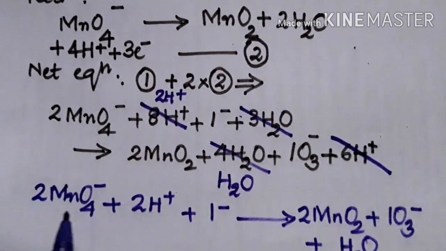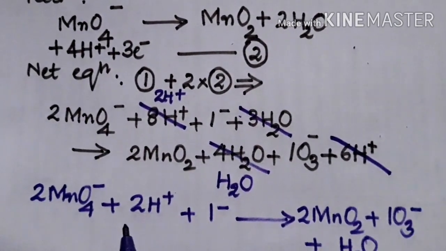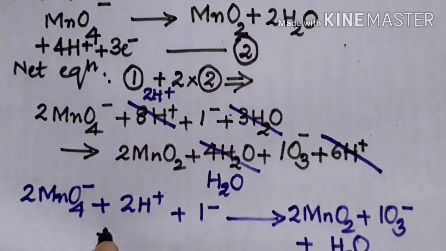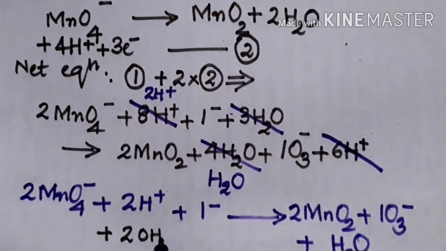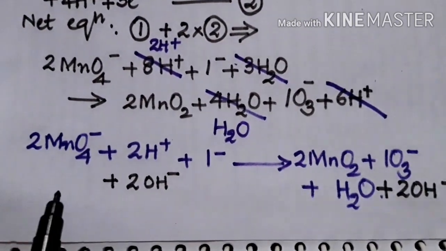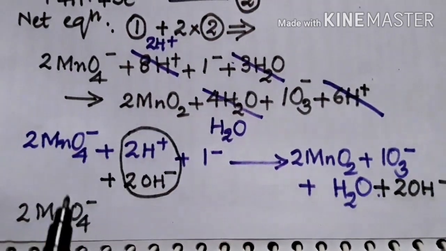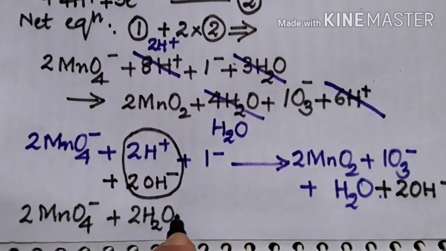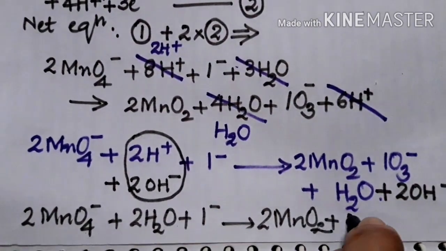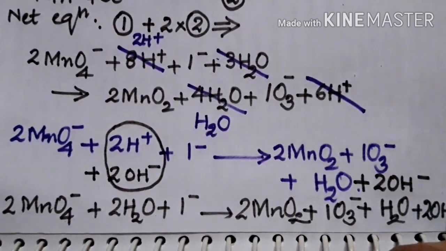Now when we check the left side, you find that MnO4 negative is there, I negative is there. In addition to that, we have only H plus. We want the reaction in neutral medium. So to get it in the neutralized form, we have to add the required number of OH minus on both sides. So 2OH minus on both sides will neutralize the reaction, and the reaction becomes 2MnO4 negative, and the 2H plus with 2OH minus together give 2H2O, plus I negative giving 2MnO2 plus IO3 negative plus H2O plus 2OH negative. Hope it is clear.